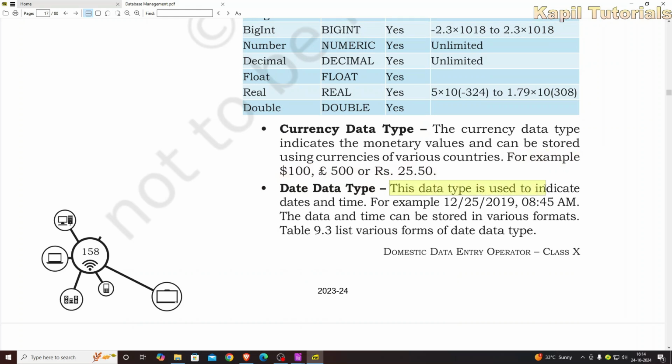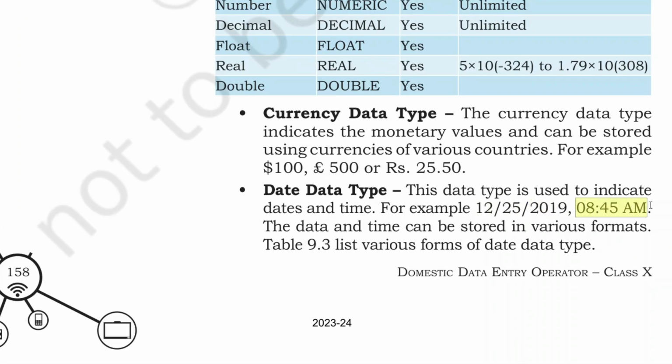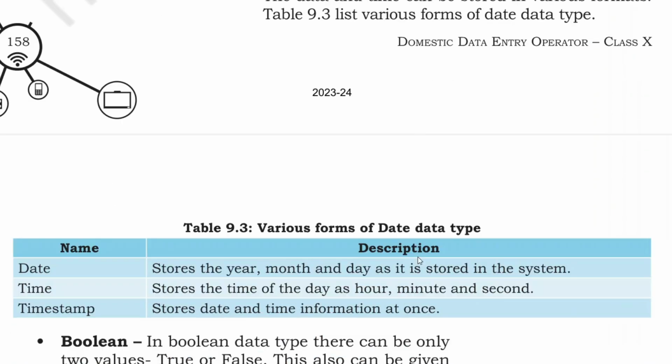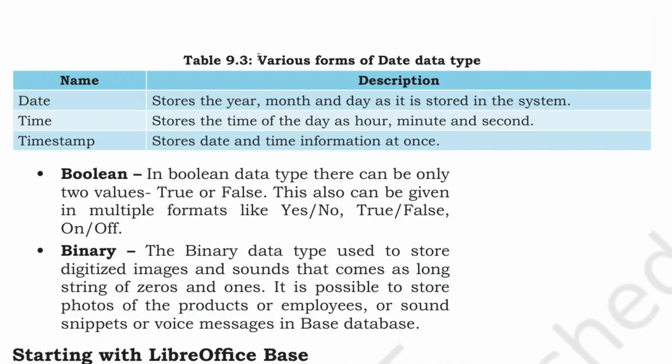Then date data type. This data type is used to indicate dates and time. For example, 12/25/2019. So firstly the month is there, then the date, and then the year, and then time is also there. The date and time can be stored in various formats. Table 9.3 lists various forms of date data type. Now, another table, various forms of date data type.